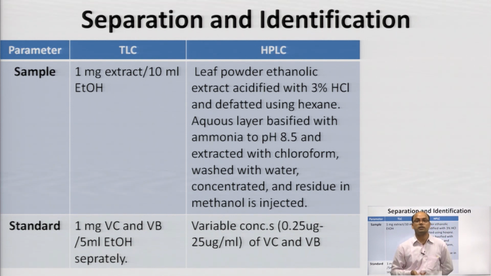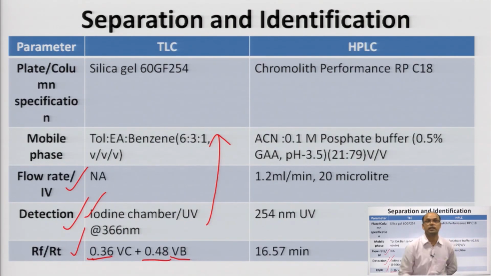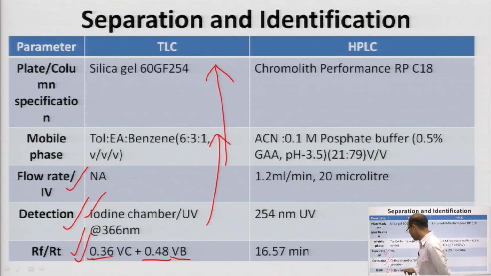For TLC analysis, we prepared the sample by dissolving 1 mg of the extract in 10 ml of ethanol. For standards, we used 1 mg of vincristine and 1 mg of vinblastine in 500 ml ethanol separately, and we spotted the samples on the TLC plate and maintained these conditions. In these conditions, we got an RF value of 0.36 for vincristine and 0.48 for vinblastine. So in this way we can carry out the TLC analysis.